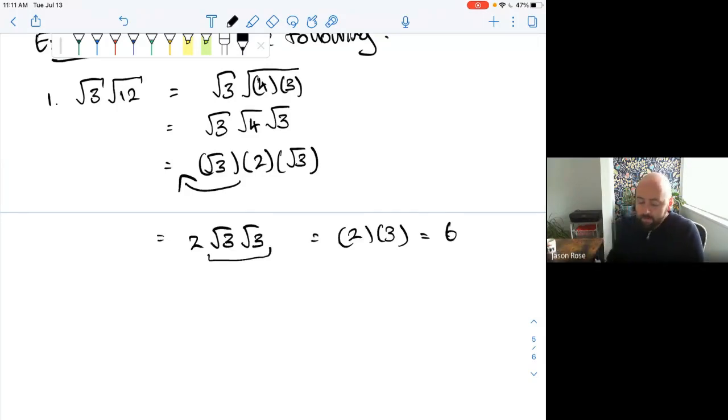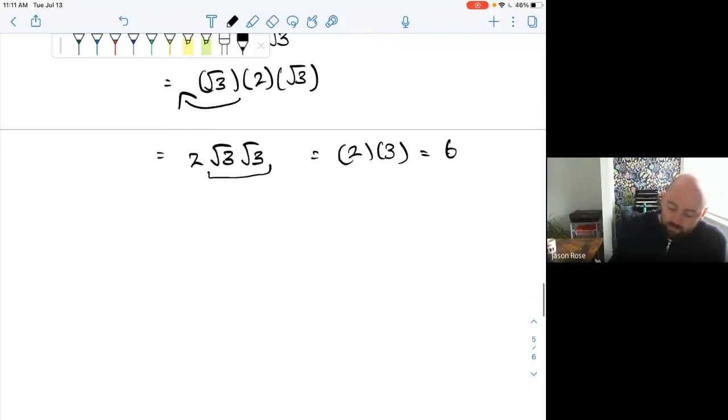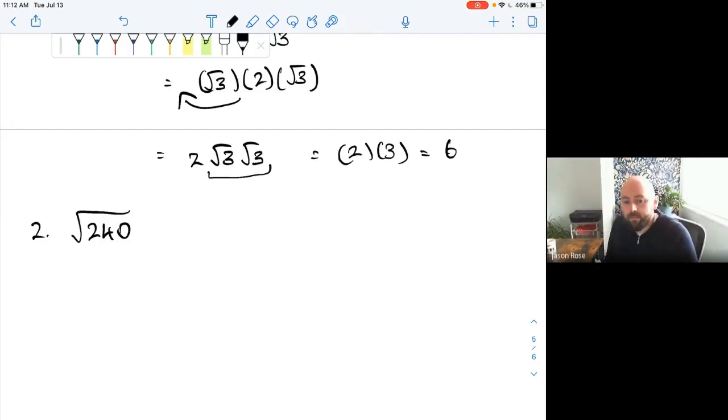Okay. How about square root of 240? So what you're trying to figure out here is a way to reduce this 240. You're thinking maybe there's a square factor, maybe there's not.